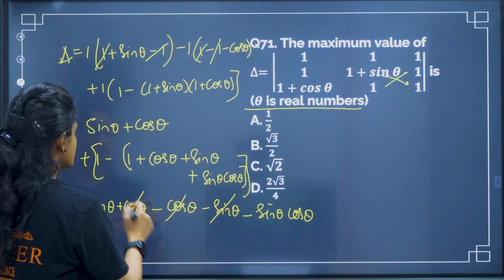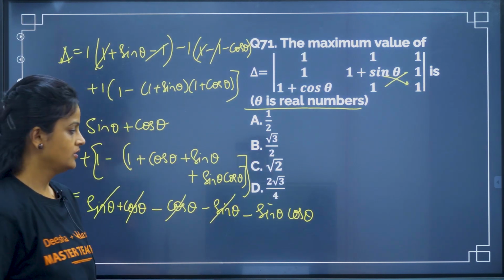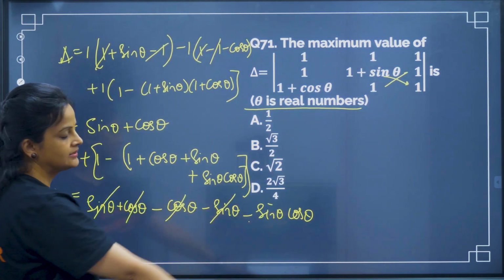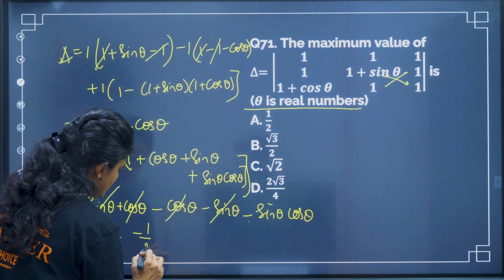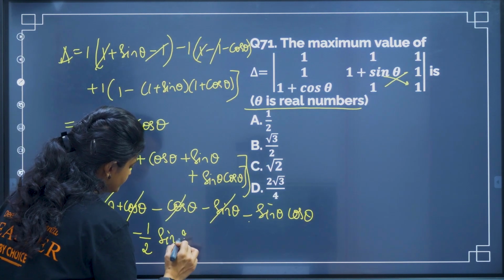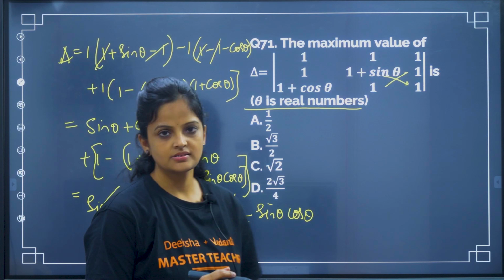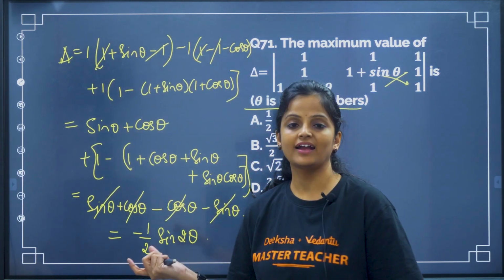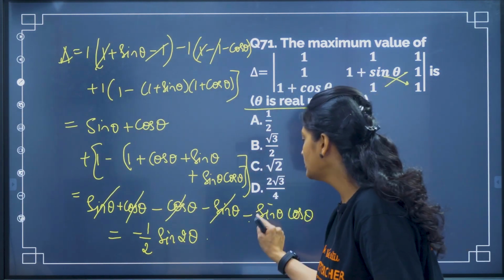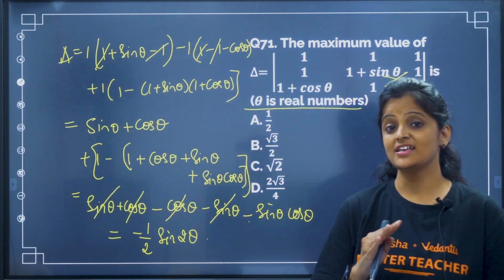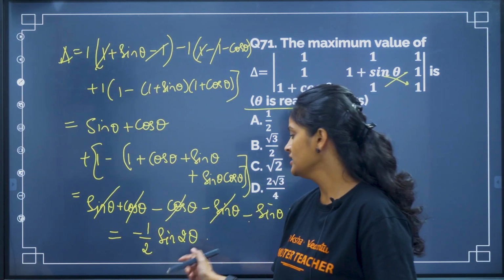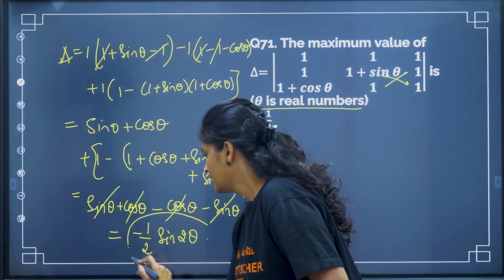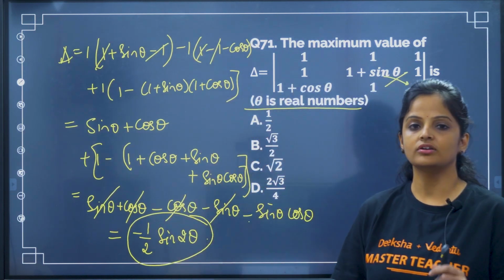Cos and minus cos, sine and minus sine will go off. Now see, minus sine theta into cos theta. Can I write it as minus 1 by 2 sine 2 theta? Yes, because the multiple angle formula tells that 2 times sine theta cos theta can be written as sine 2 theta. So whatever was missing, I have multiplied and divided. So this can be written like this.